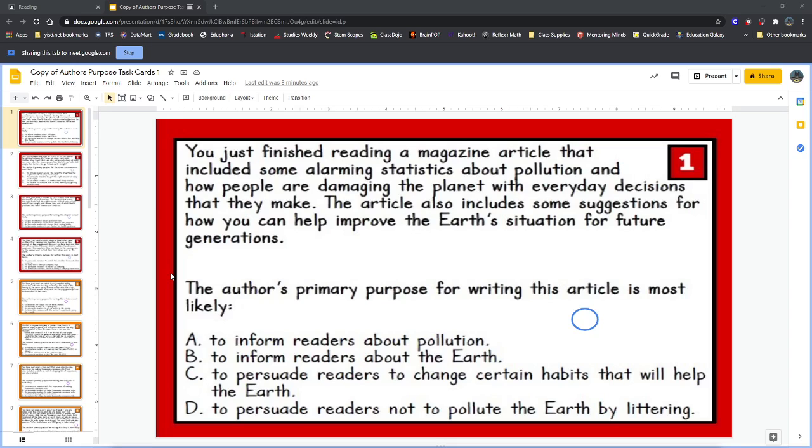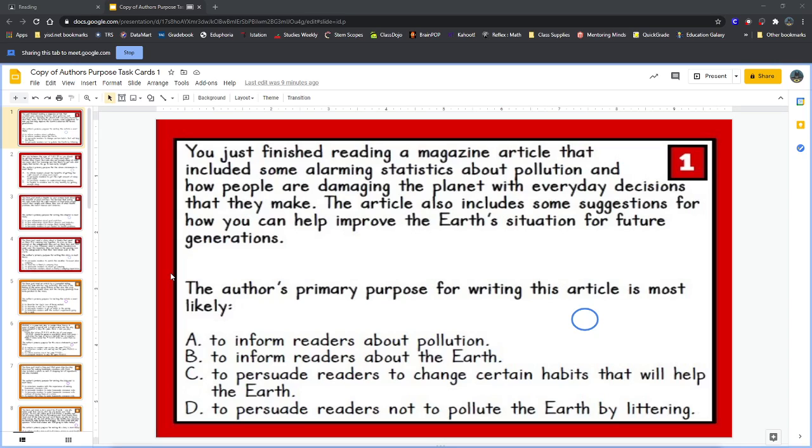It says the article also includes some suggestions for how you can help improve the Earth's situation for future generations. The author's primary purpose for writing this article is most likely. So they want to know, why did the author write that article? The one that said that it had alarming statistics about pollution, how people are hurting the planet, and then it says it includes some suggestions. What's a suggestion? Violet, what's a suggestion?